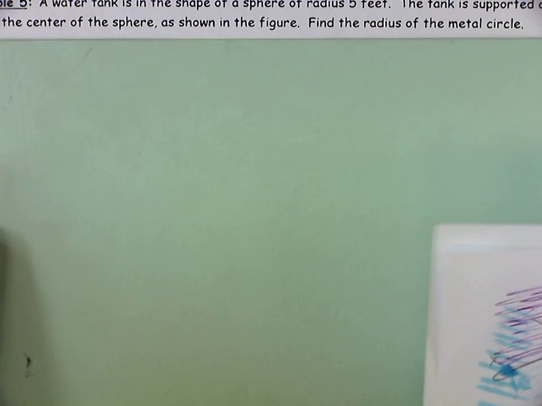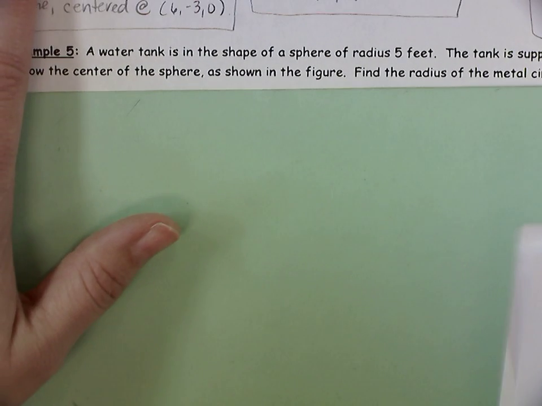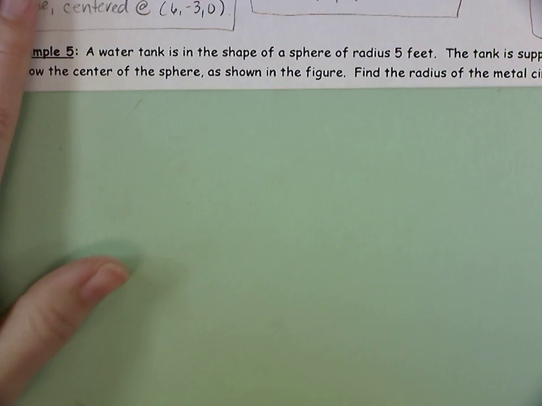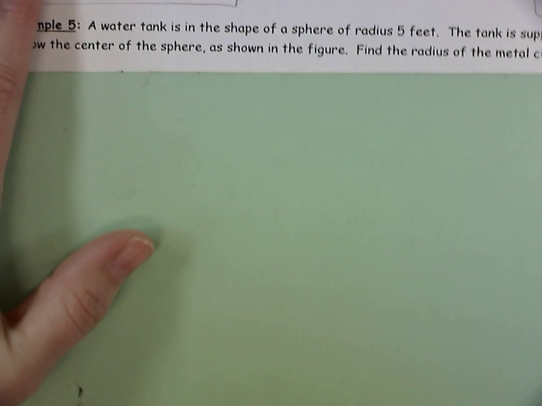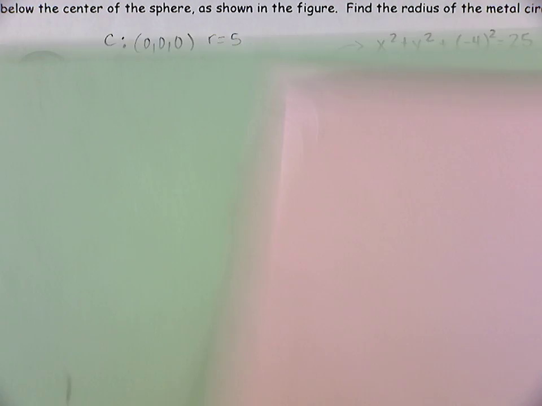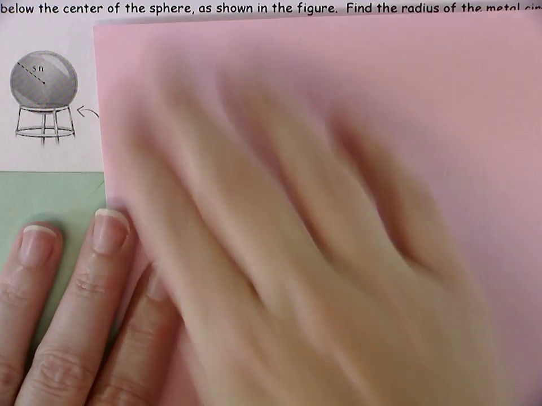Okay, good. All right, so for example 5, we're going to apply this to a water tank that is in the shape of a sphere, and it has a radius of 5 feet. And it says the tank is supported on a metal circle 4 feet below the center of the sphere as shown in the figure. Find the radius of the metal circle. Okay, so you guys have your picture here. Okay, and this is our sphere.